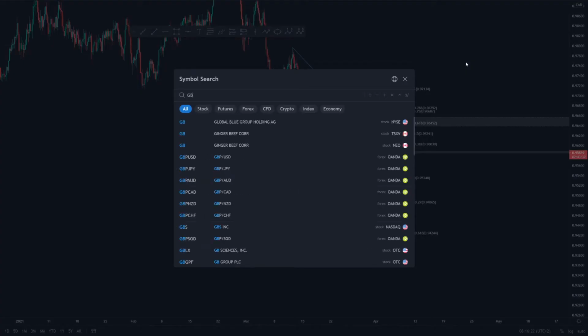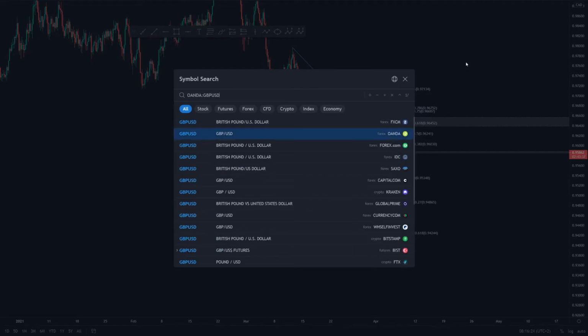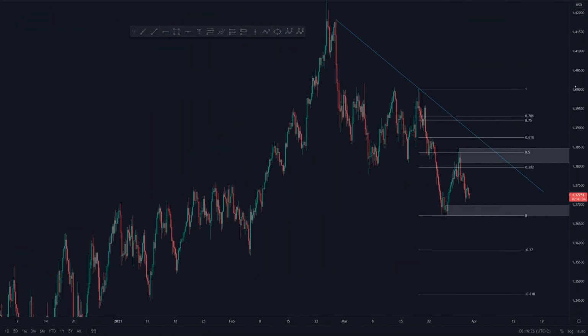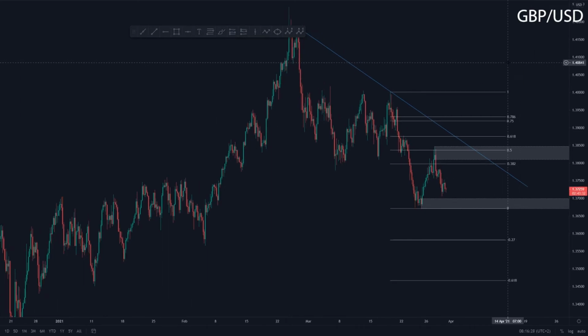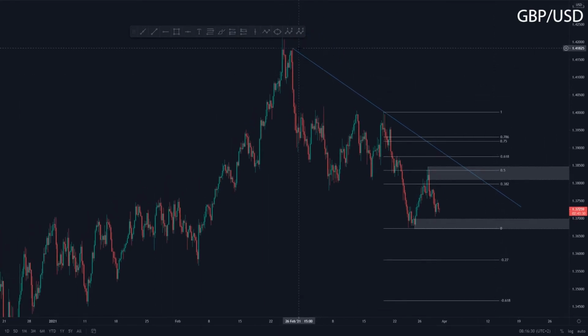Let's move over to GBPUSD. And GBPUSD is still quite interesting. As we can see, still in this downtrend structure with our lower lows and our lower highs. Let me just mark them out for you. Lower high, and I'm actually still waiting for one more lower high.